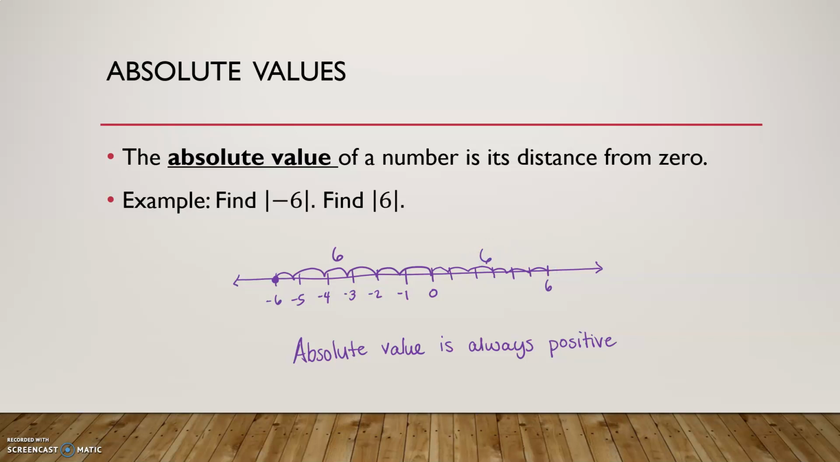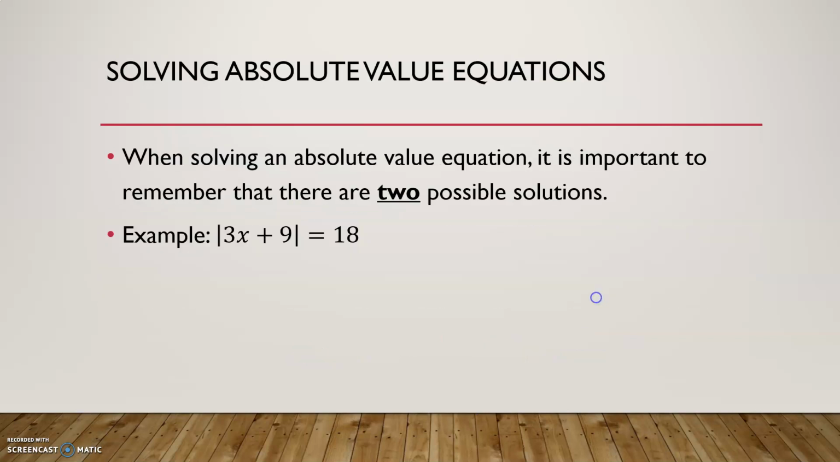So remembering that this number inside the absolute value here is completely different from this, right? -6 and 6 are two different numbers. But they gave us the same answer. So two numbers inside gave us the same answer. So we're going to remember that as we go on with equations. All right. So when solving an absolute value equation, it is important to remember that there are two possible solutions.